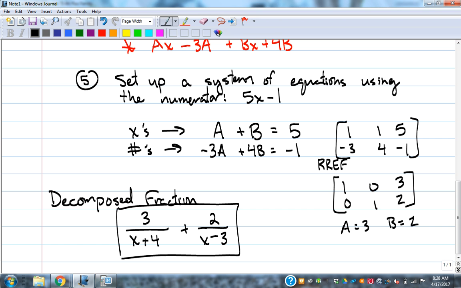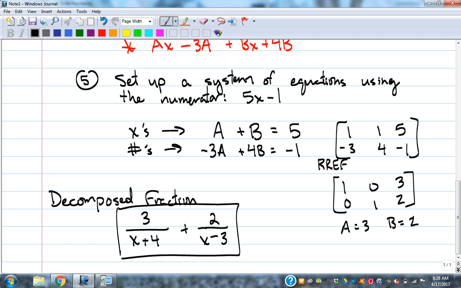Now, where's this useful? It's really more useful in a calculus-based area, like if you wanted to take the derivative of something. A smaller fraction is easier to do than one that's more complex. So if you could split that complex fraction up into two easy ones, that's a lot of times easier than one hard one.